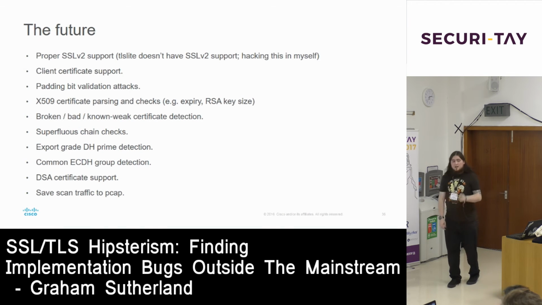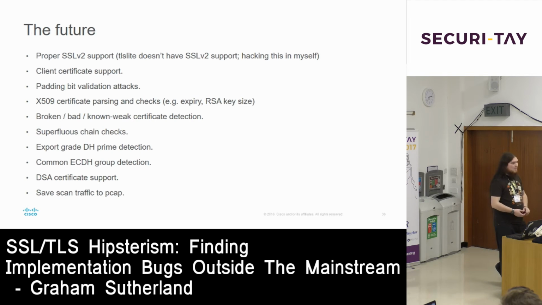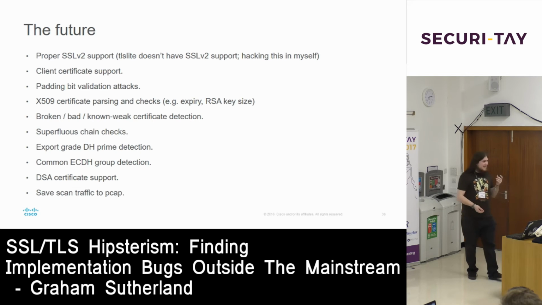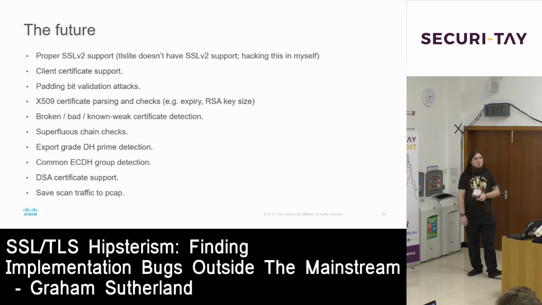So what I would like to do is add proper SSL v2 support. TLS Lite doesn't natively support SSL v2 because it's old and it's awful, and it uses a completely different packet format. This is back from like the Netscape Navigator days. It's old as hell. Probably older than me. So I'm hacking that support in myself. Client certificate support, yeah, need to add that. As far as I'm aware at the moment, there are no standalone TLS cipher suite checking tools that support client certificates. So that would be nice.